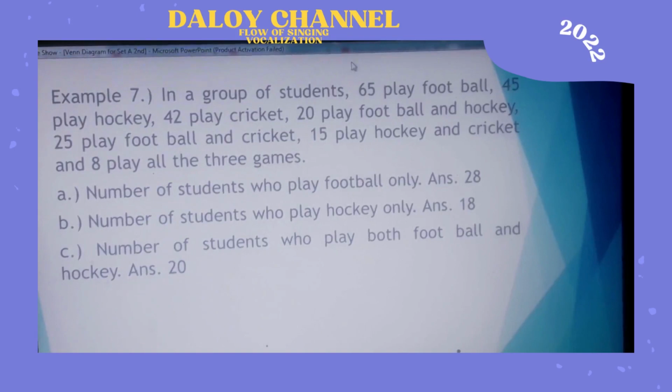So 65 will be subtracted by 17 plus 12, which is equal to 29. Plus 8 who play 3 games, we have 37... rather, 36. 65 minus 36, and that is 28.